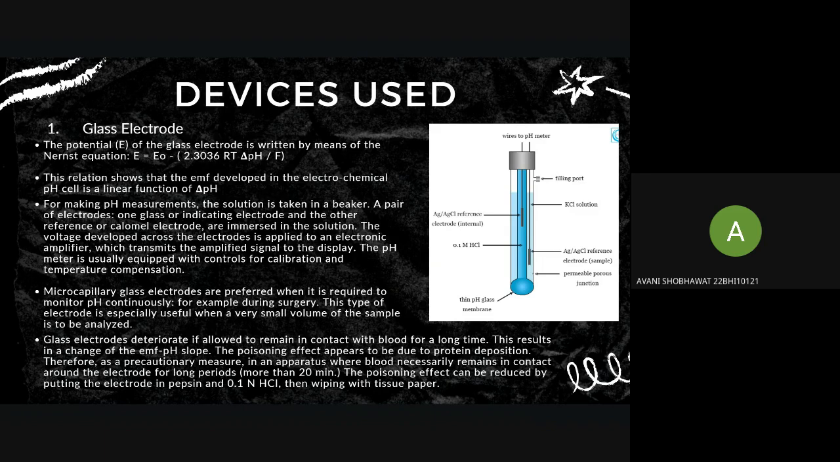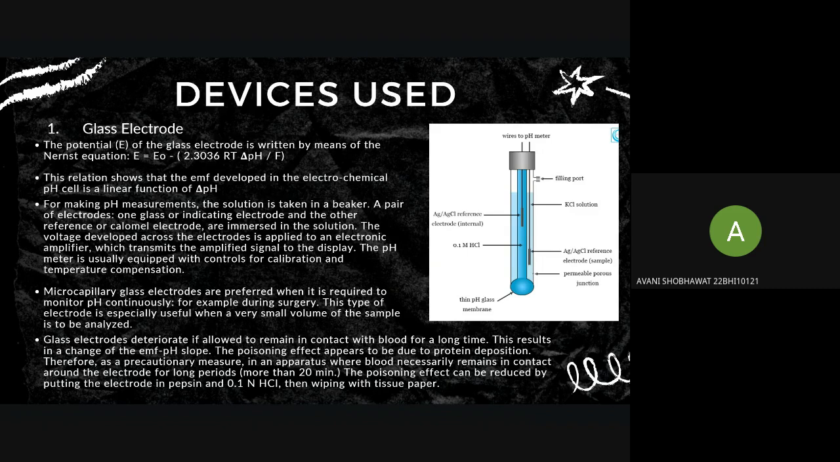The potential of the glass electrode is written by means of the Nernst equation given here, where E naught is the standard potential, R is the gas constant, T is absolute temperature, delta pH is the deviation in pH from 7, and F is Faraday's constant. This relation shows that the EMF developed in the electrochemical cell is a linear function of delta pH.